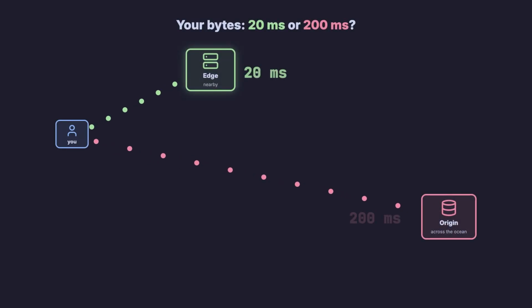Your bytes can travel 20 milliseconds, or 200. The difference is a content delivery network. But how does the edge actually know where you are, and why is the cache sometimes fresh and sometimes not? Let's pull back the curtain on the CDN.